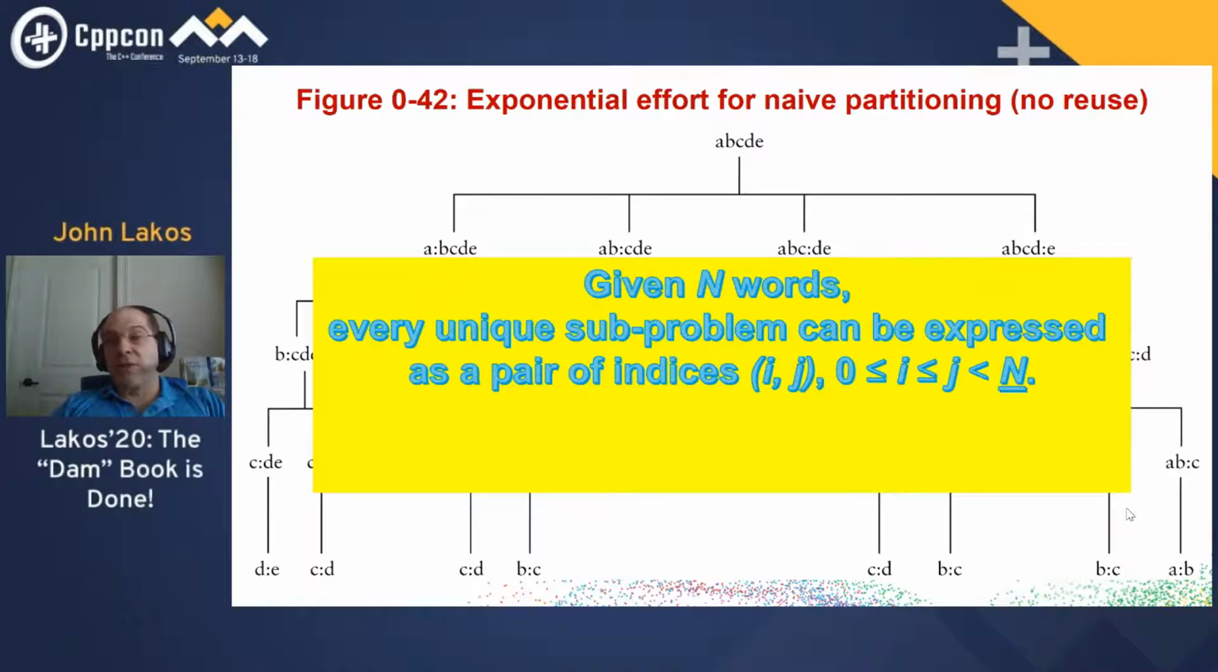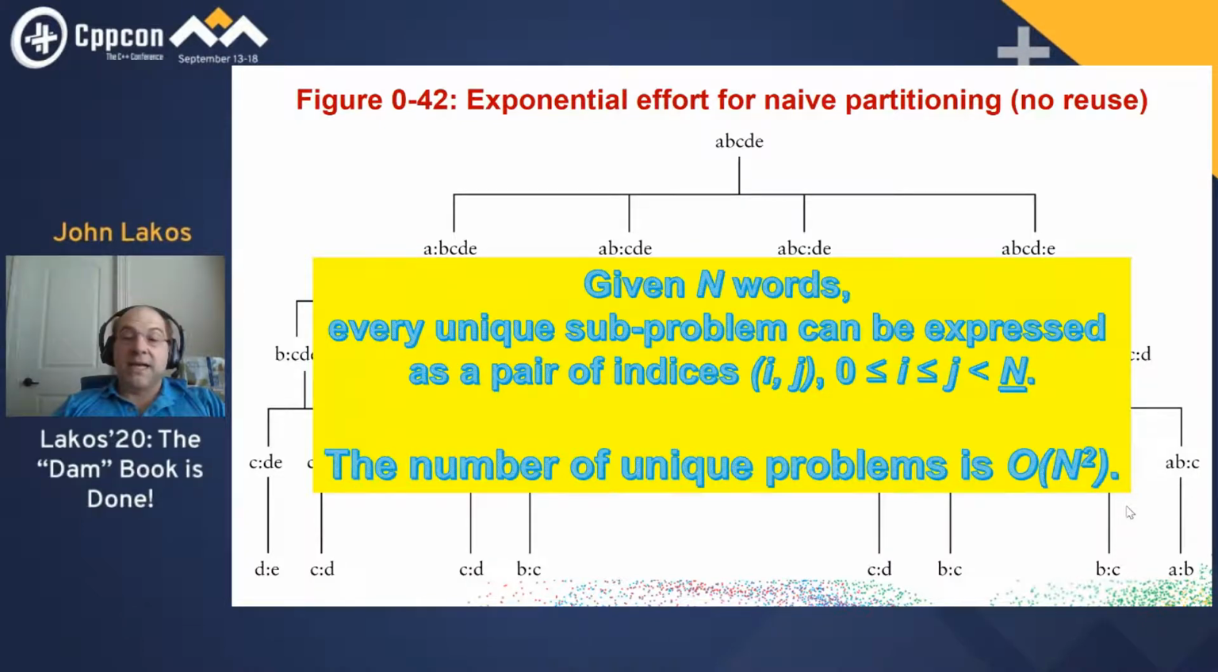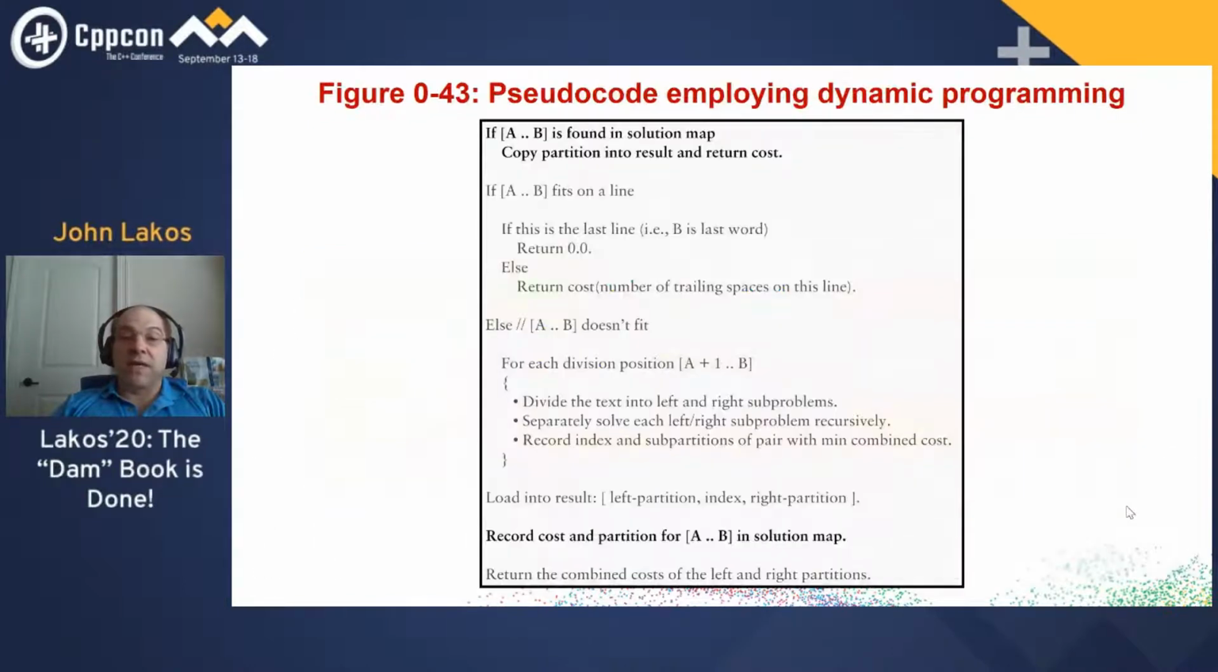Notice the analogy with software. If there are only a polynomial number of things to write and you find yourself writing an exponential number of things, something's wrong. We'll get to that. So given that there are only n squared problems, what can we do? And you'll see the analogy is we don't solve them over and over again.